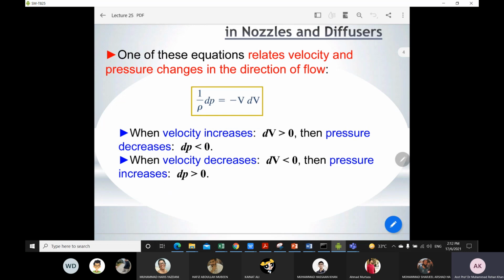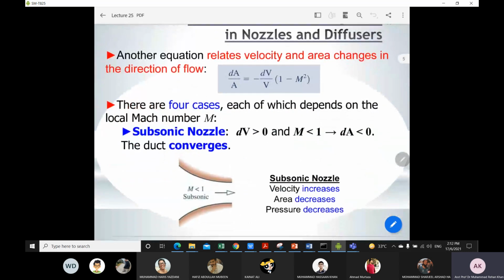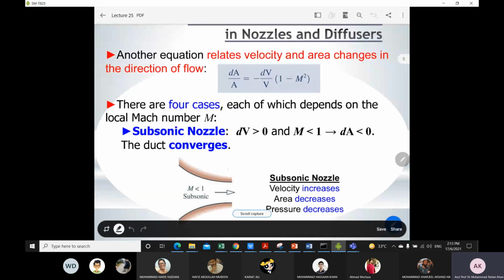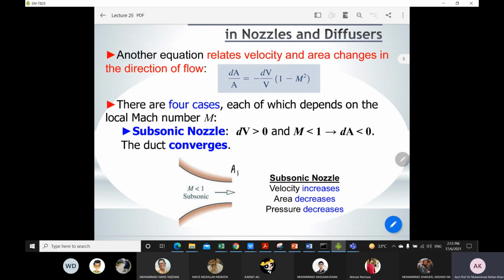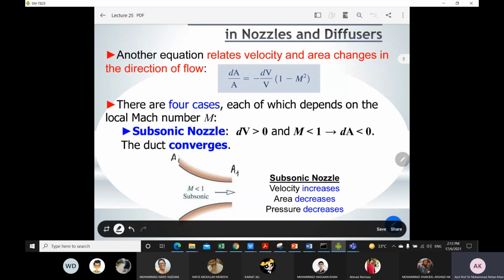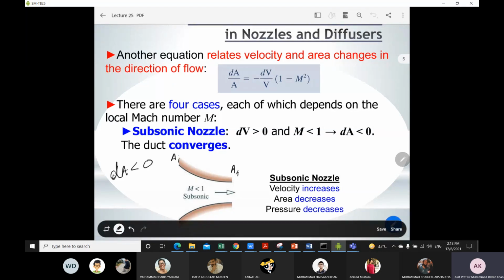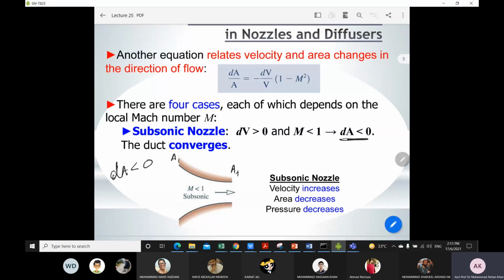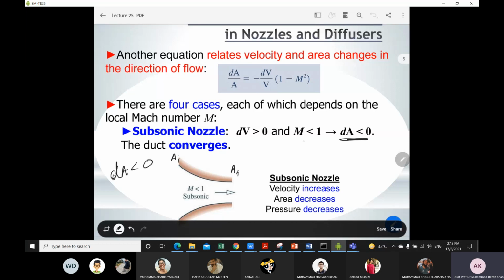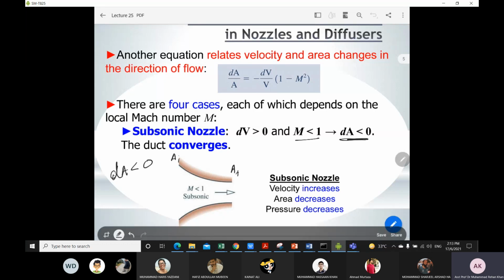And now we will try to discuss the cases. So our first case is the subsonic nozzle, where the Mach number is less than 1, and for a nozzle, I already told you that your final area is less in comparison to the initial area. So it means your dA is less than 0, or you can say dA is negative. Okay, so it is mentioned over there that dA is negative for the nozzle. Then it is subsonic flow, so Mach number is less than 1.